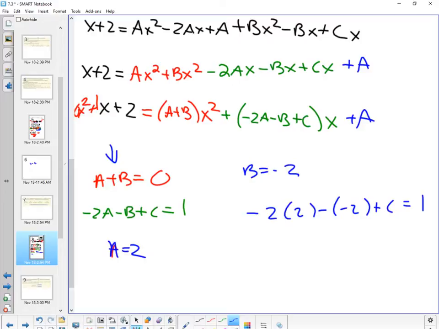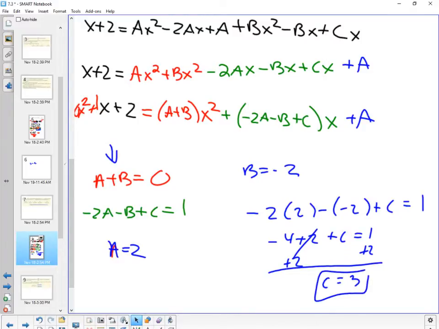No, it doesn't. Because this is negative 4 plus 2 plus C equals 1. So that's going to be plus 2 plus 2. So C is equal to 3. C is 3. And there's your answer, then take them back and put them on A, B, and C. Partial fraction decomposition. I don't like it.